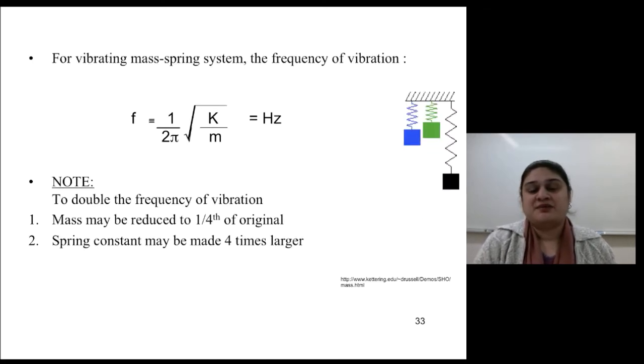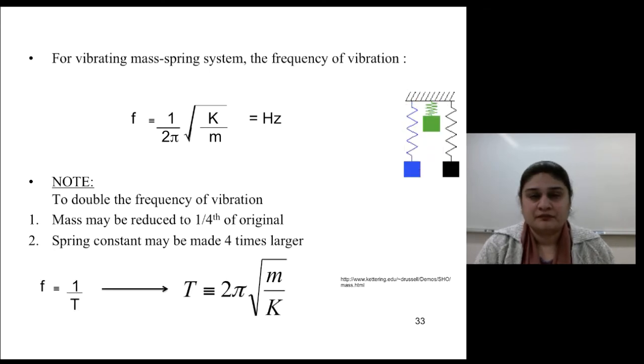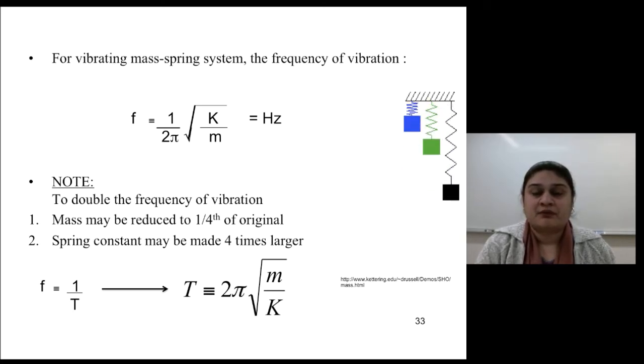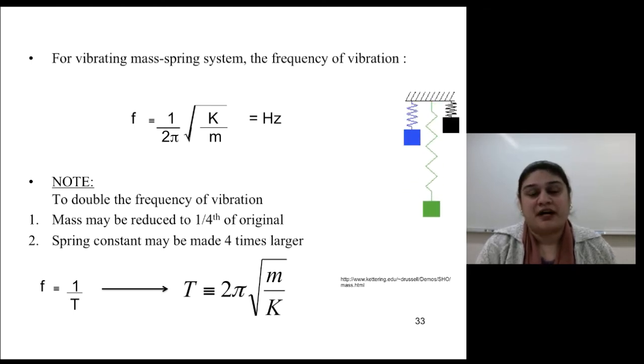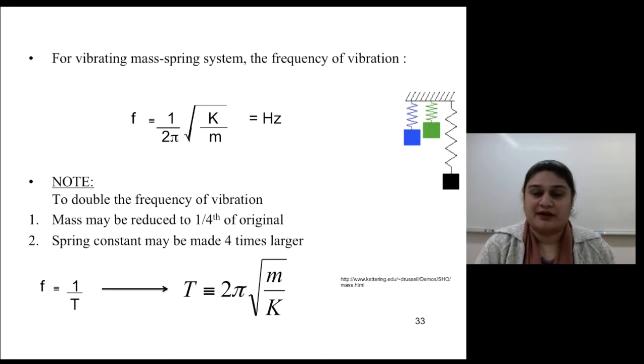For a vibrating mass spring system, the frequency of vibration is given by this formula: frequency equals 1 over 2 pi times the square root of k over m, where the frequency units are hertz. Now we know frequency for a simple harmonic oscillator is 1 over T, where T is the period. So this implies the period of a vibrating mass spring system is given by 2 pi times the square root of m over k.